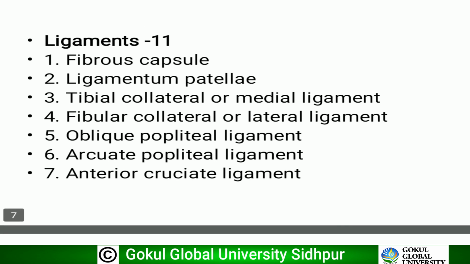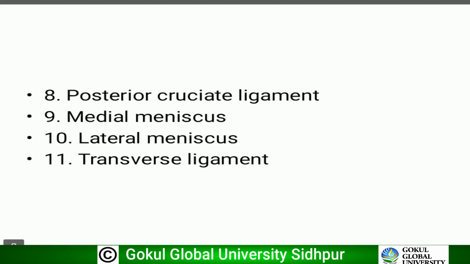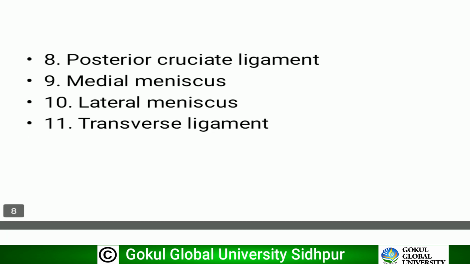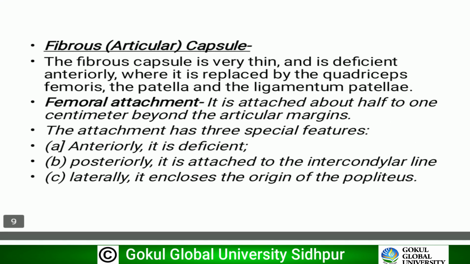Now we will discuss ligaments. There are a total of 11 ligaments in the knee joint. First, fibrous capsule, which is common in all joints. Ligamentum patelli, TCL, tibial collateral ligament, also termed medial collateral ligament, fibular collateral or lateral ligament, oblique popliteal ligament, arcuate popliteal ligament, anterior cruciate ACL and PCL posterior cruciate, medial meniscus, lateral meniscus, and the last one is transverse ligament. Now we will study individual ligaments of the knee joint.